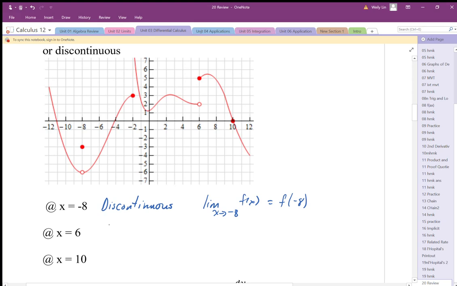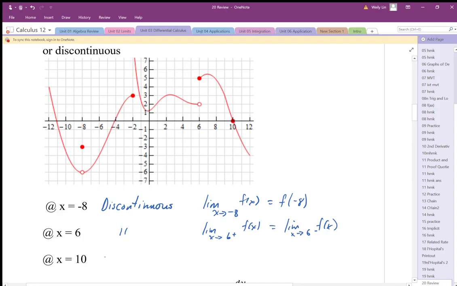At 6, again, it's discontinuous. Okay, the reason is the limit as x goes to 6 from the positive side of f of x is not equal to the limit as x goes to 6 from the negative side of f of x. Okay, that statement gives us an idea that it is a gap discontinuity.